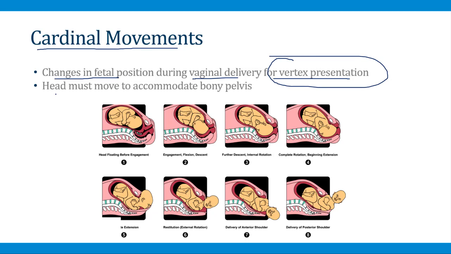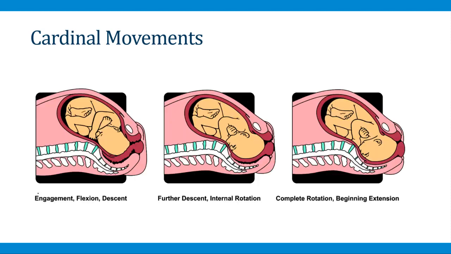Basically, as the baby is exiting the womb, the head has to move in order to accommodate the bony pelvis. And so there are classic movements called the cardinal movements that the baby goes through in order to be able to fit its way out of the bony pelvis and to exit the womb. The first of the cardinal movements is called engagement.